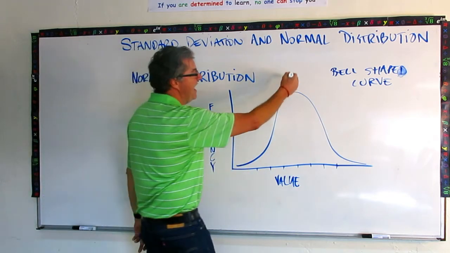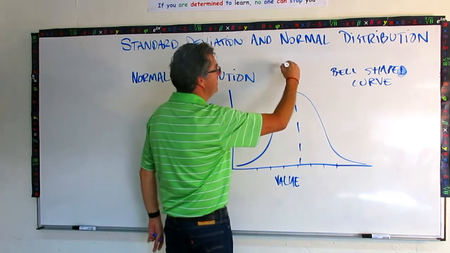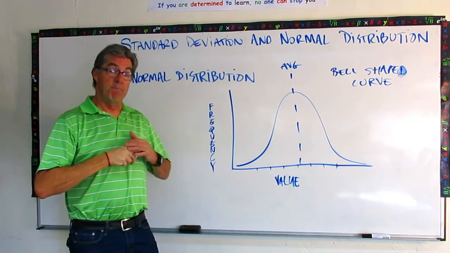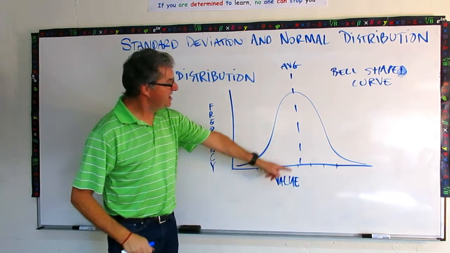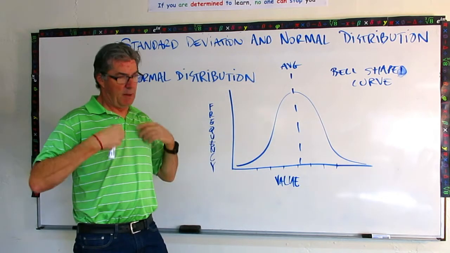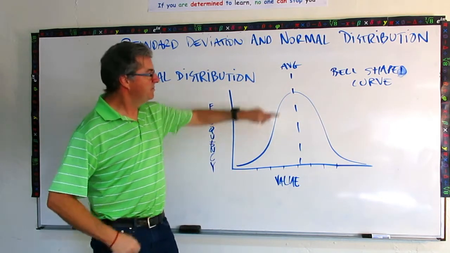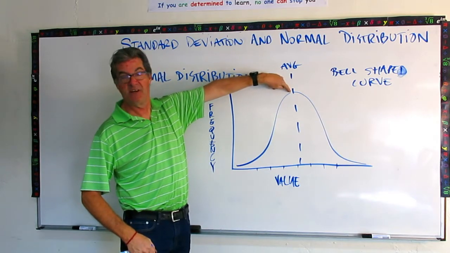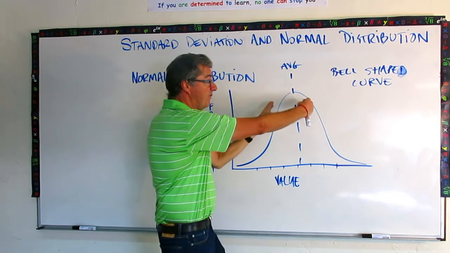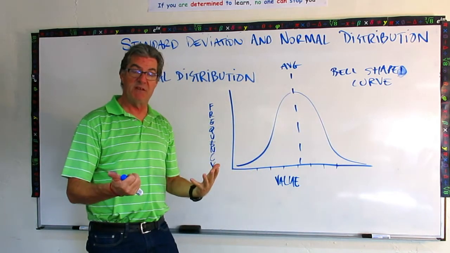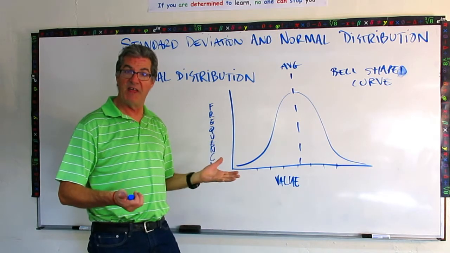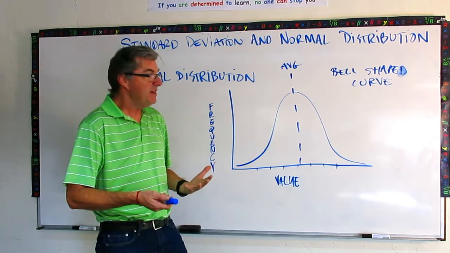So let's mark the average. Here is the average. So you would expect most often to get the average value. If you're, say, flipping coins a bazillion times, this would be 50 heads and 50 tails. You'd expect to get that perhaps the most. And as you get further and further away from your expected values, you're going to get fewer and fewer occurrences of that.